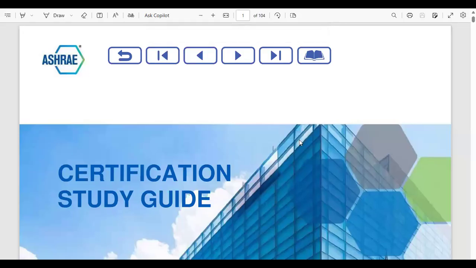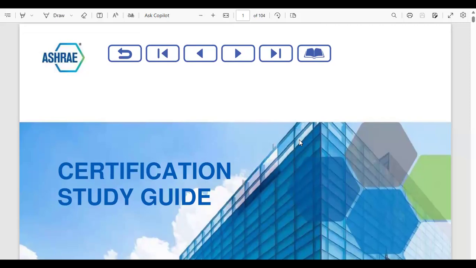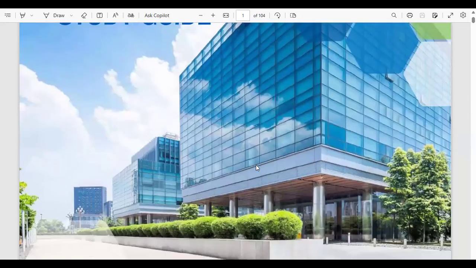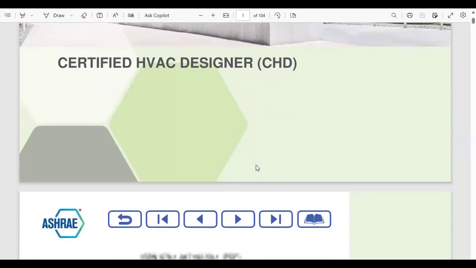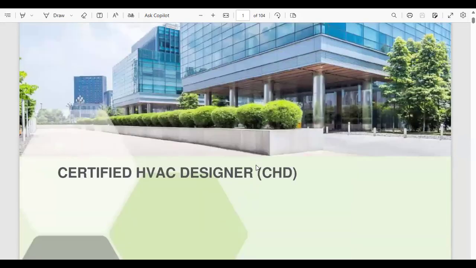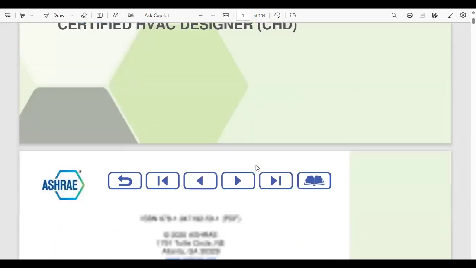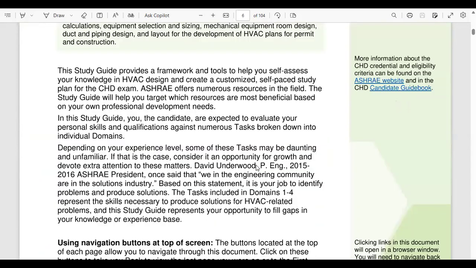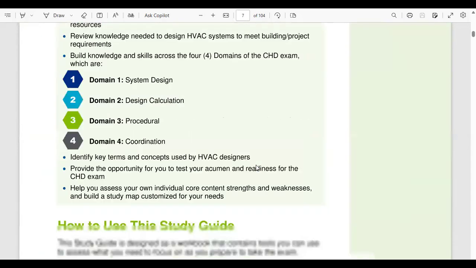A very important tip regarding CHD exam preparation. Now, this is your certification study guide. The certification study guide is supposed to guide you on what to study and what not to study. And there are some relevant mocks here that can be solved, and that is going to give you an idea about the real exam.